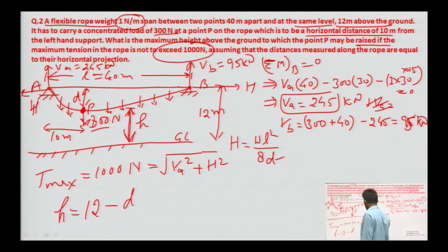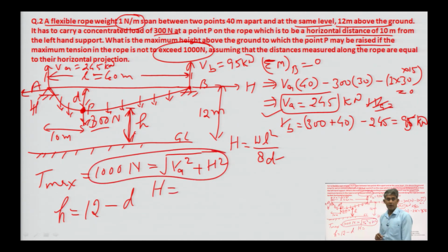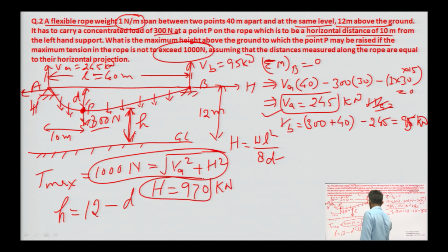Okay. So, with this equation, we have calculated the value of VA as 245. So, the value of H can be calculated from here, and the value of H here is 970 Newton, not kilo Newton. Okay. So, if we have this value 970, then we can calculate the value of D.